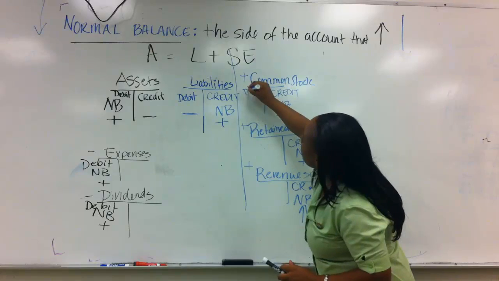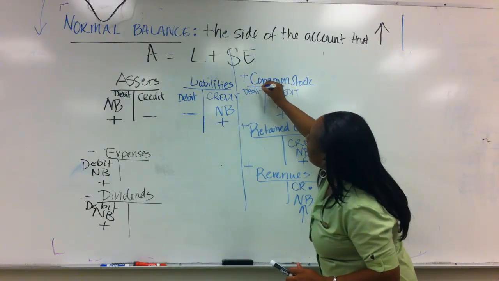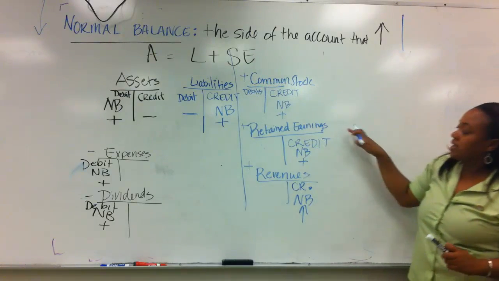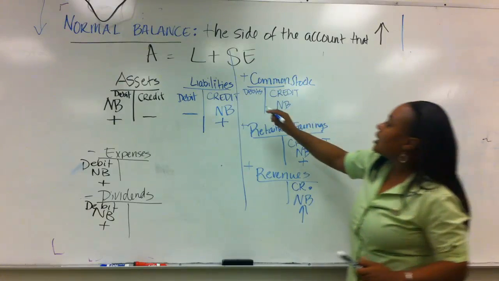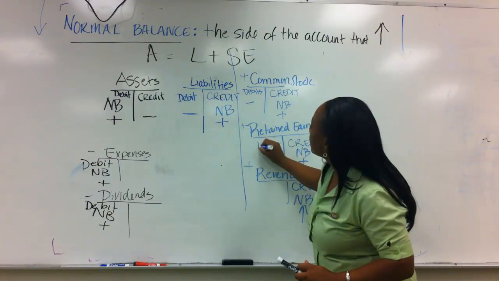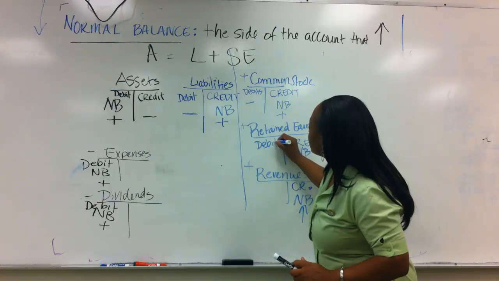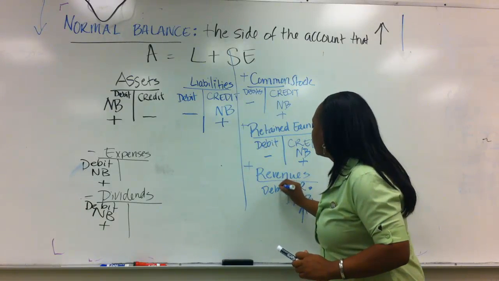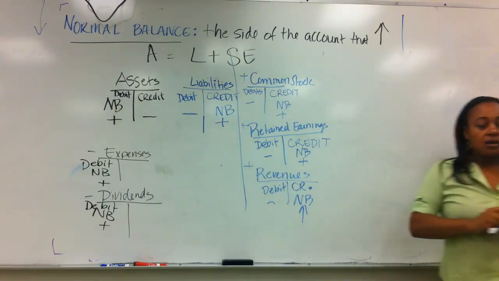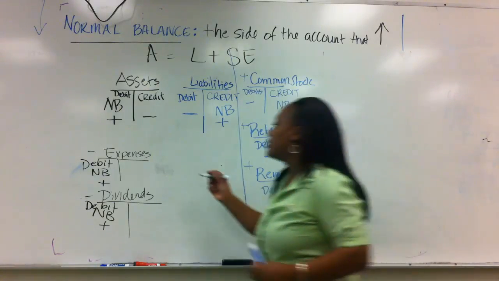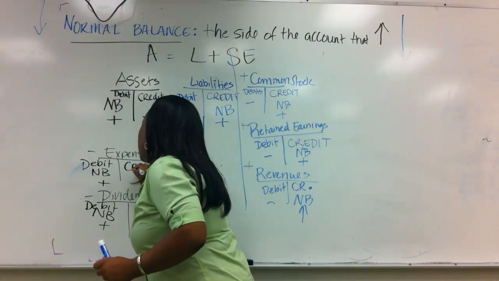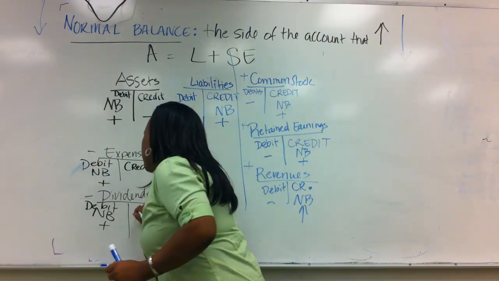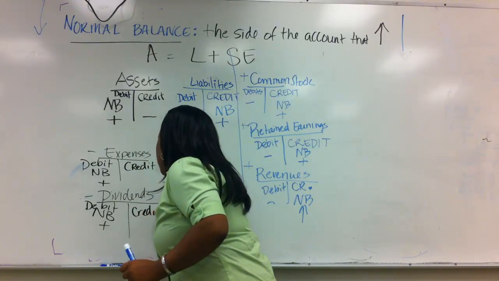So, for liabilities, common stock, retained earnings, and revenues, they will decrease on the debit side. And the expenses, they will decrease, like the assets, on the credit.